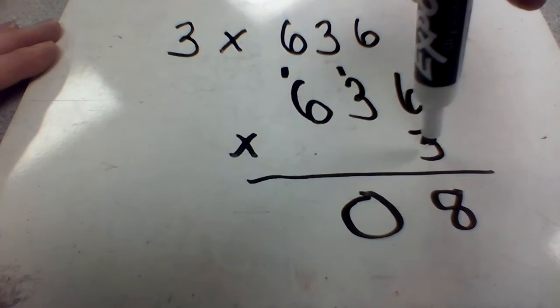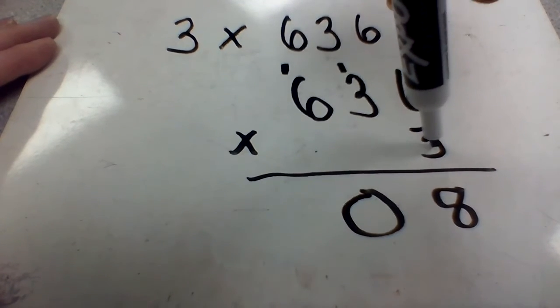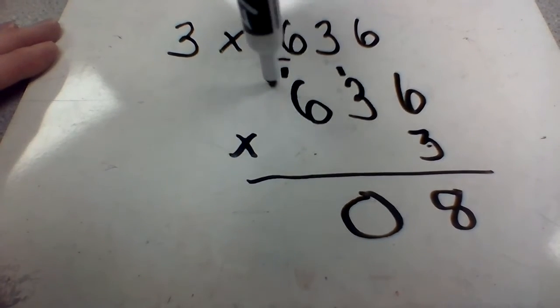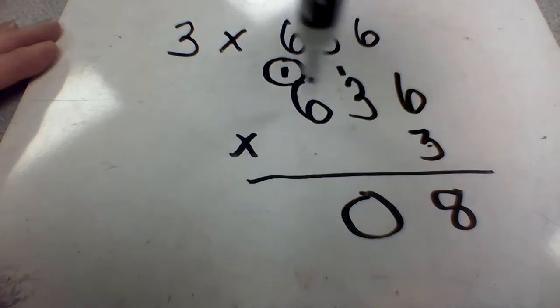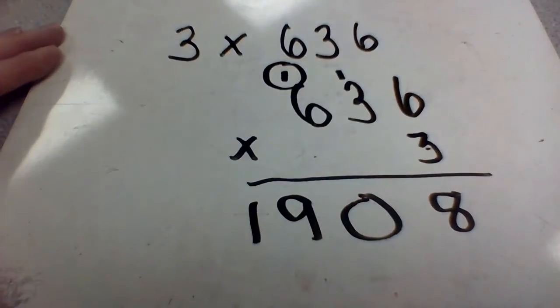Now my last step is I have to multiply this 3 times the number in the hundreds place. 6 times 3 is 18, plus the 1 I added, so 18 plus 1 more is 19. So my product is 1,908.